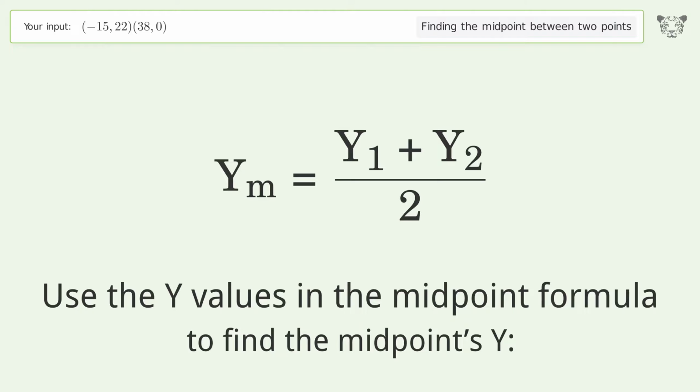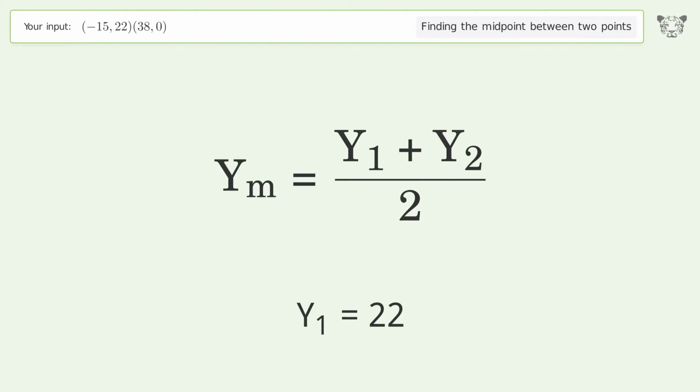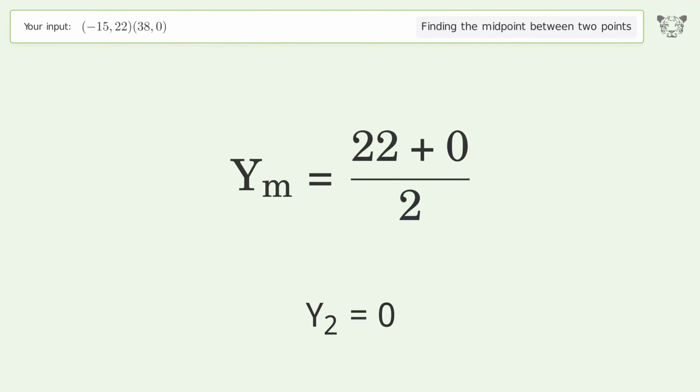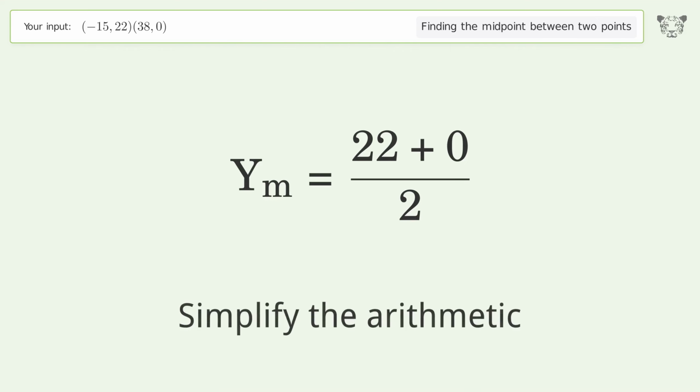Use the y values in the midpoint formula to find the midpoint's y. y1 equals 22. y2 equals 0. Simplify the arithmetic.